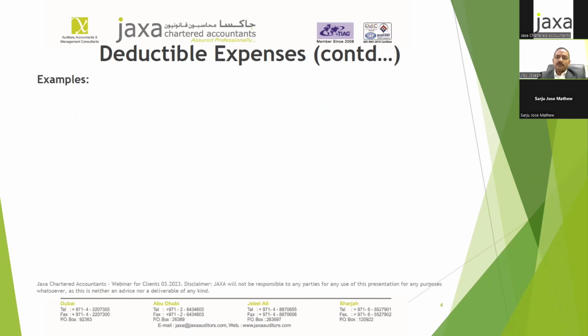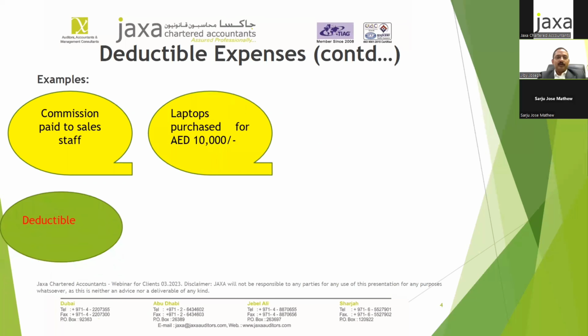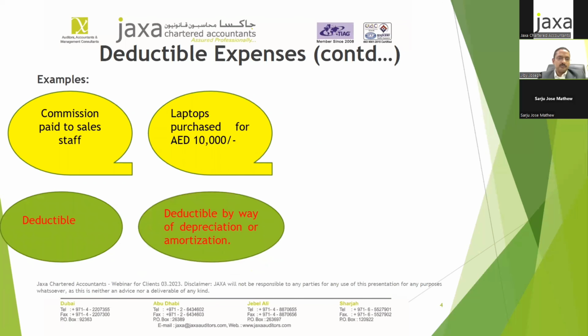Let us go through some examples of expenses which can be deducted or not deducted. First is commission paid to sales staff. Of course, it is a business expense and can be deducted. Another example is laptops purchased for 10,000 dirham. It is a capital asset, and you need to amortize or depreciate it over a period of time. Again, we don't know whether they will come up with a specific rate of depreciation.